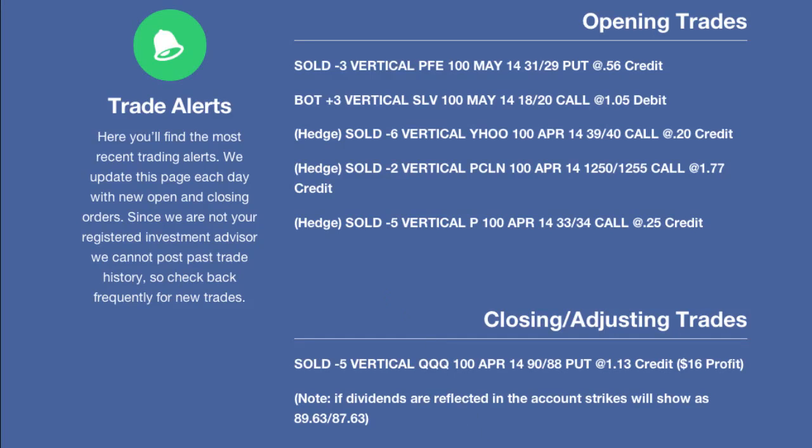All right, so going over the opening trades, I want to cover first just the two new trades that are not hedges. Everything else below here are all hedges that I will talk about in detail. First is Pfizer, which is a really interesting one. We sold the 31/29 put spread, a spread that was about $3 wide, and took in a credit of 56 cents. Instead of selling the 31/30, we added the extra dollar and sold the 31/29, making it a nice big spread so we could take in a little bit more premium.